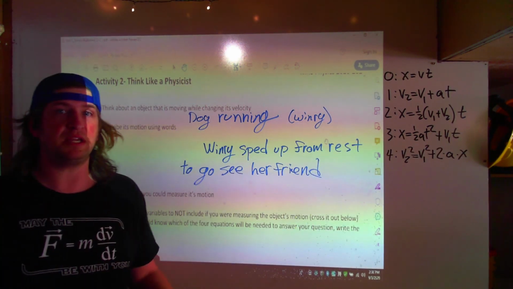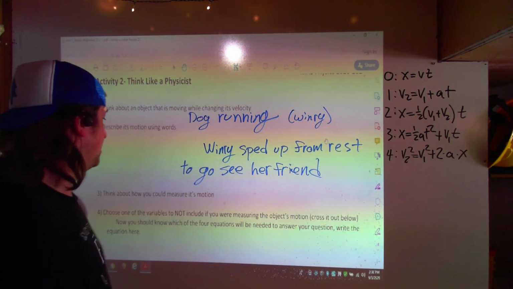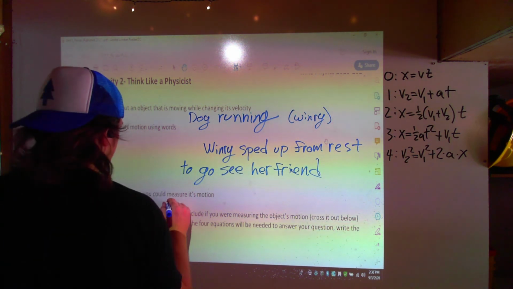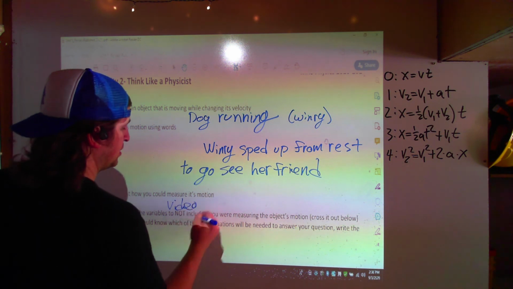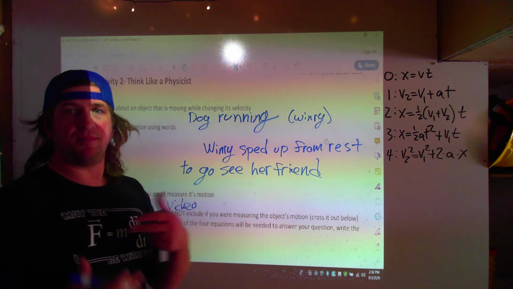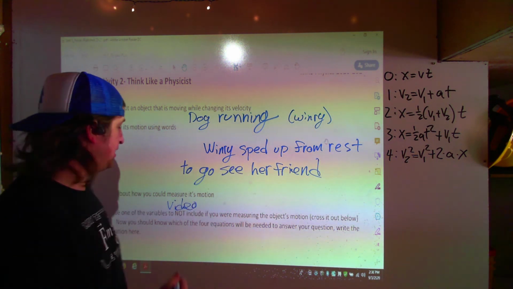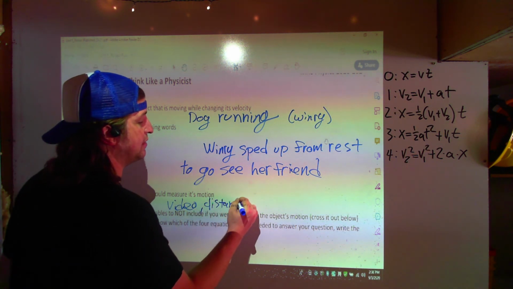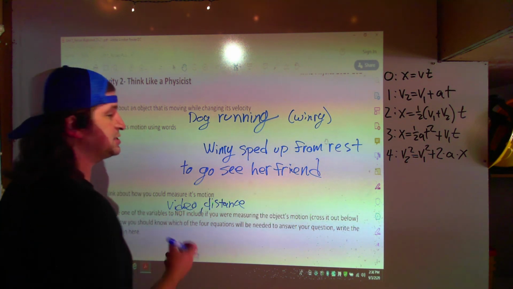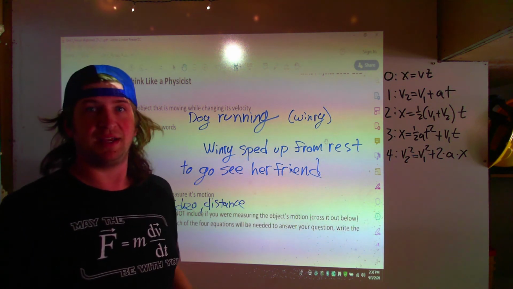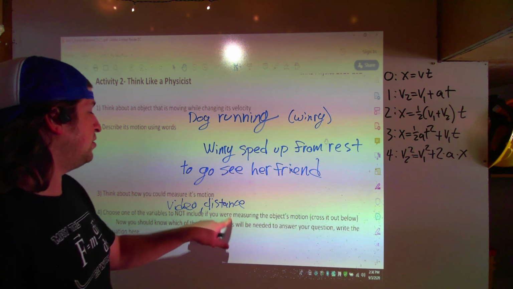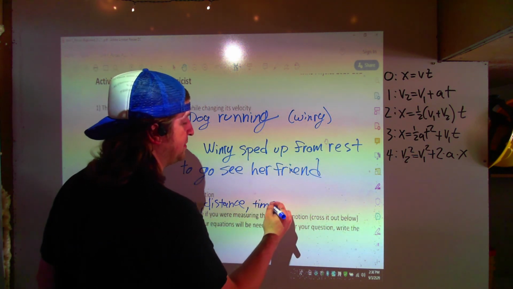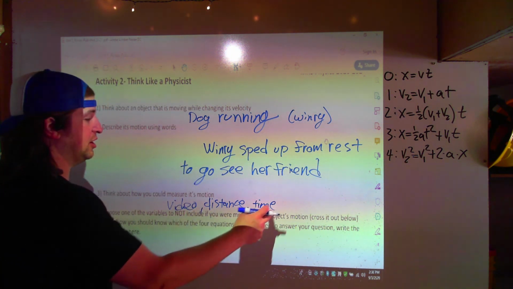Now, if we want to think about how we could measure her motion, well, I could use a video. From that video, if I'm able to measure the distances used in the video, using a tape measure, I can get distance. I could go back and look at the area she ran in, and I realize I can actually see her do this on my security camera out back. So I've got a video and distance, and you know what all videos have? They also include time. So I've got a couple important variables here.